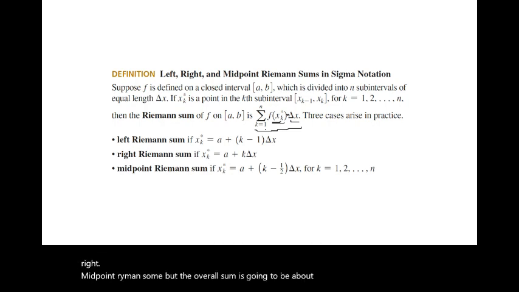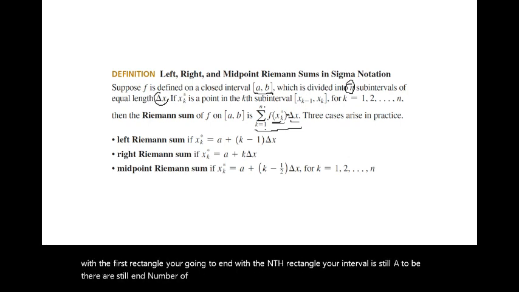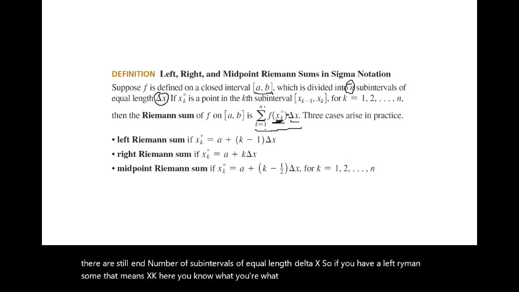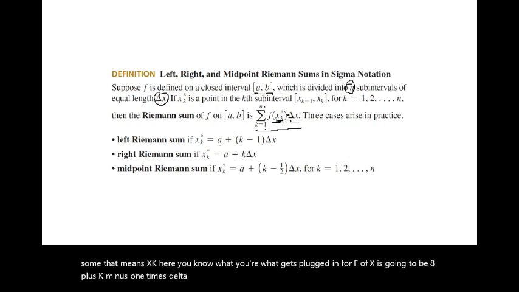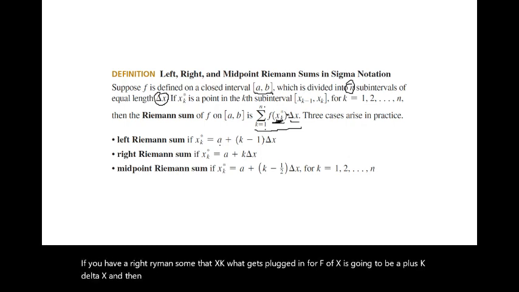You're going to start with the first rectangle. You're going to end with the nth rectangle. Your interval is still a to b. There are still n number of subintervals of equal length delta x. So if you have a left Riemann sum, that means x sub k, what gets plugged in for f of x, is going to be a plus k minus 1 times delta x. If you have a right Riemann sum, then x sub k is going to be a plus k delta x. And then if you have a midpoint Riemann sum, that means x sub k is going to be a plus k minus a half times delta x.